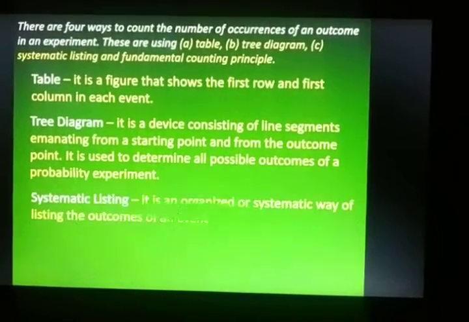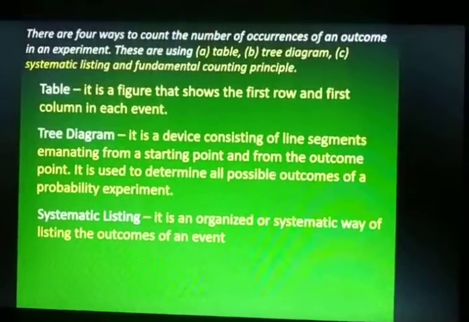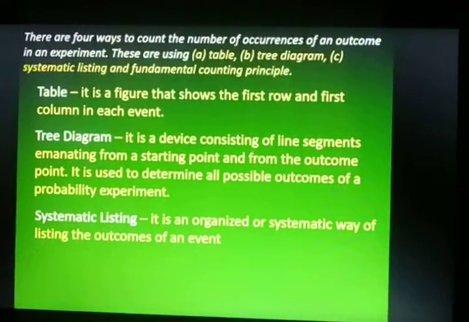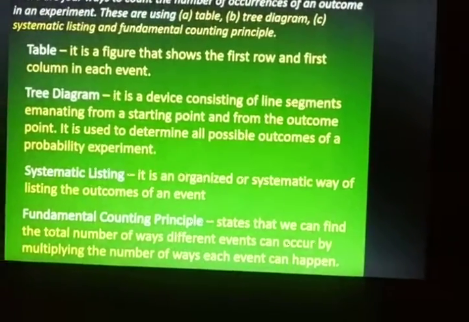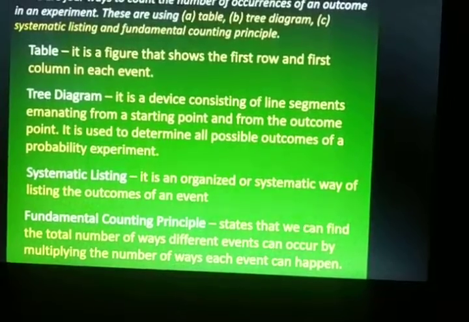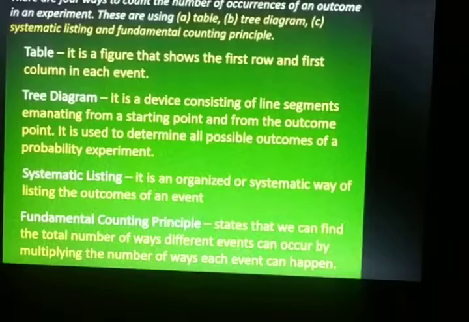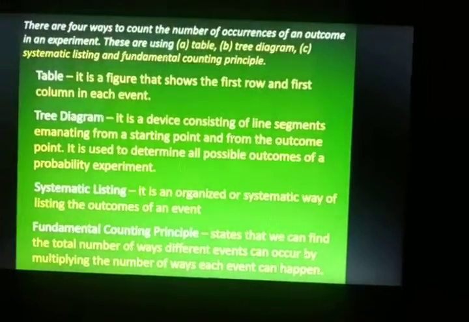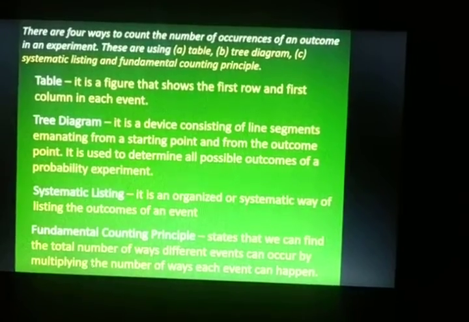Okay, also we have the systematic listing. From the word itself, malista ka lang gid ya. The organized or systematic way of listing the outcomes of an event. Isa-isahon mo lista. And the last is the fundamental counting principle, which is the easiest of them all. It states that we can find the total number of ways different events can occur by multiplying the number of ways each event can happen. So, ma-multiply ka lang gid. Ang importante is, you know the problem.